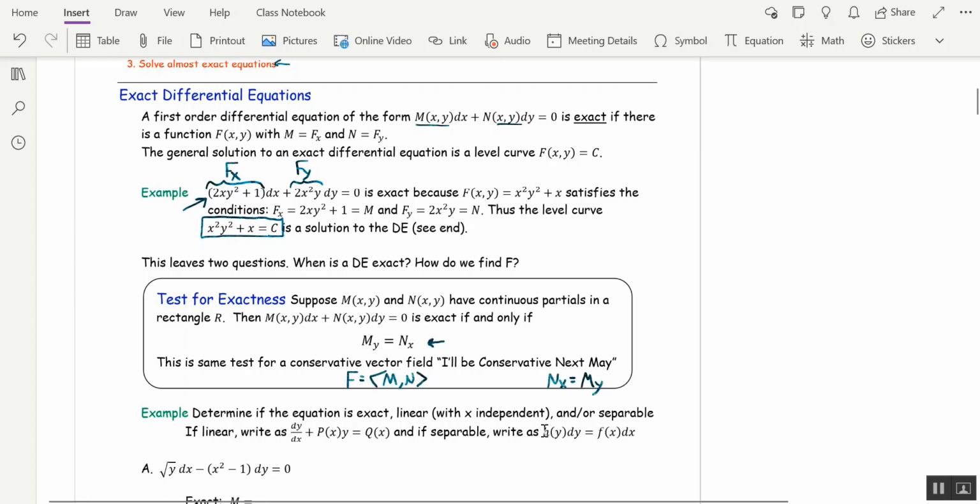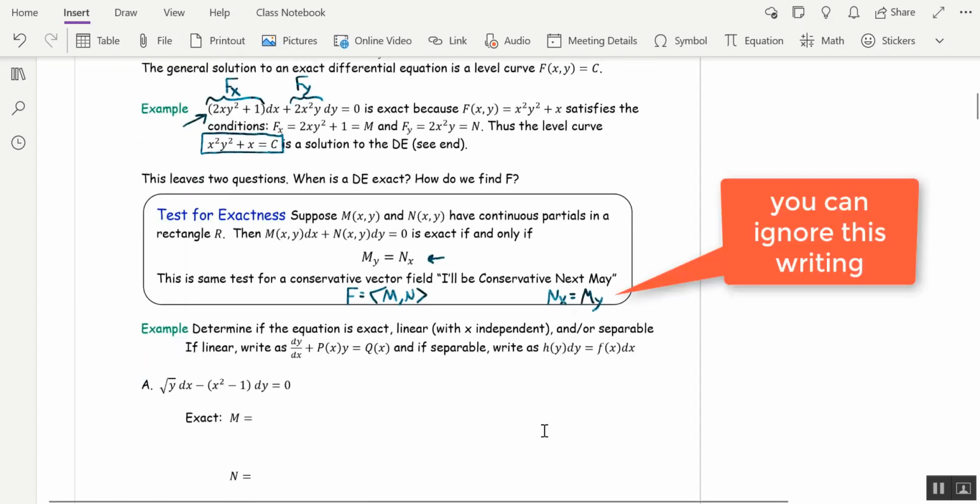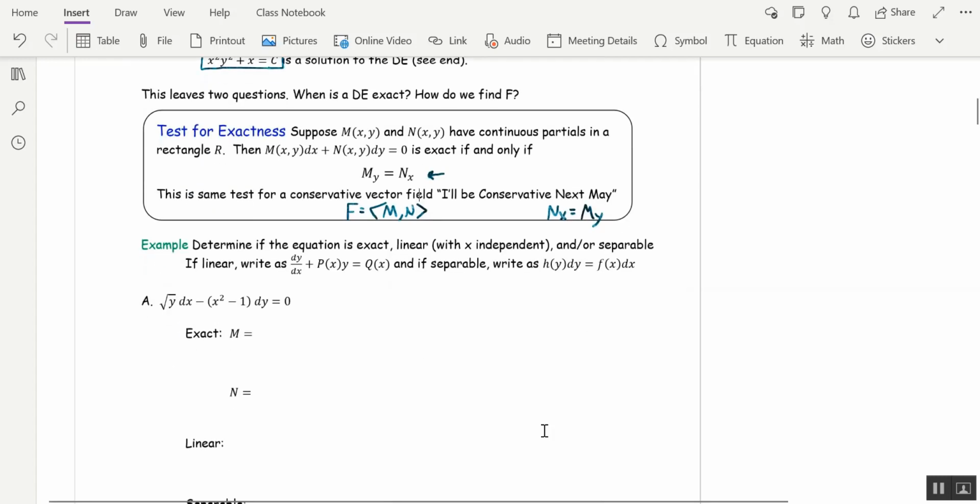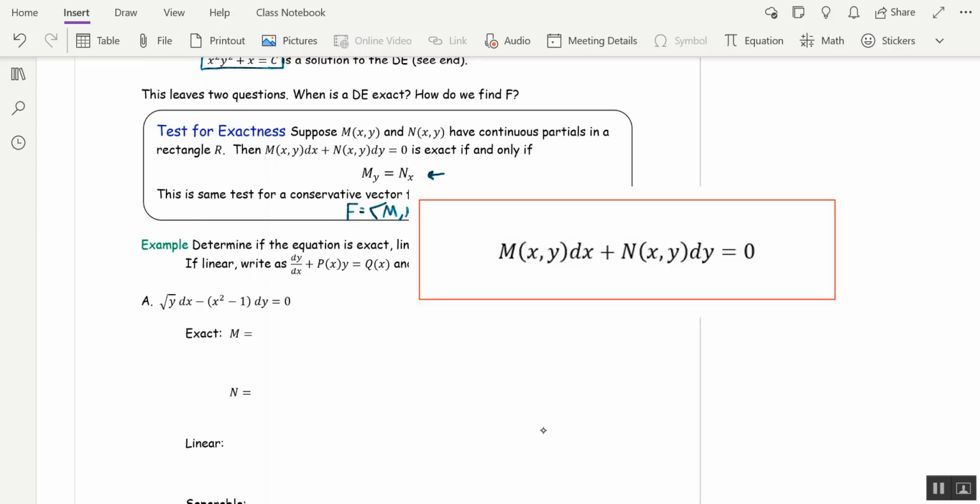All right, so we're going to go through three examples, and we're going to determine if these differential equations are exact, linear, and or separable. And I want to illustrate to you that these conditions are all distinct, so one doesn't imply the other. So first one, is this differential equation exact? So let's write down what M is. M is always the coefficient of dx, so root y.